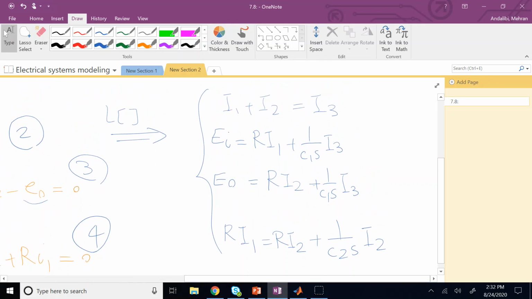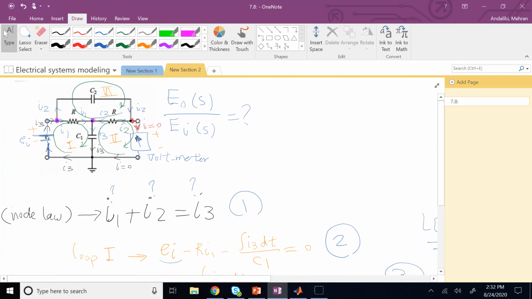Now, if I did the impedance method, the impedance method will directly bring me here. Why? Because in the impedance method, this is what I do. I replace the capacitors with an equivalent what? Resistance. So I say, this is a resistance R. This is another resistance R. This is a resistance, but its resistance is what? 1 over C1S, the equivalent impedance. And then here, this is another resistance, and that guy is 1 over C2S.